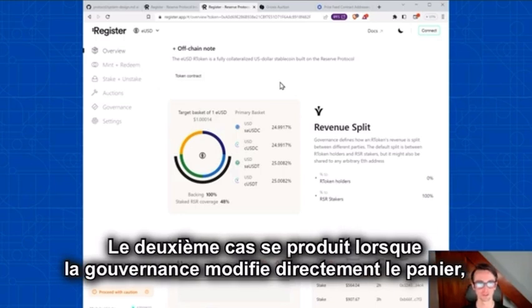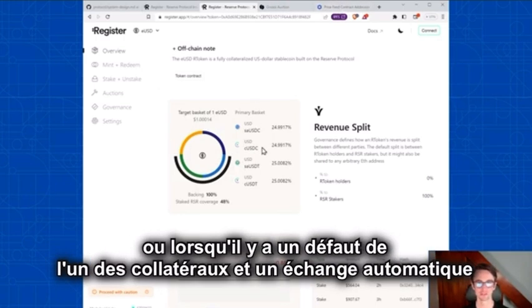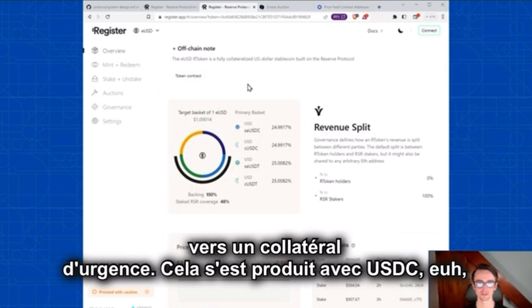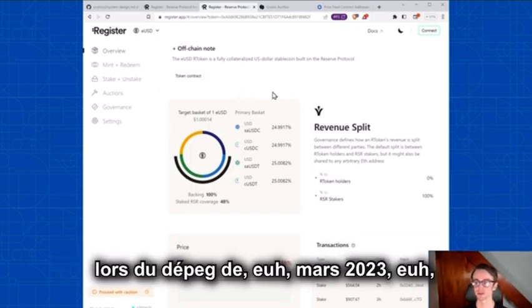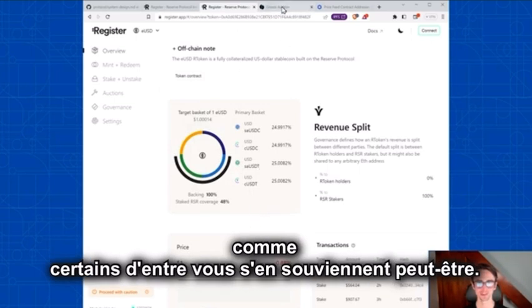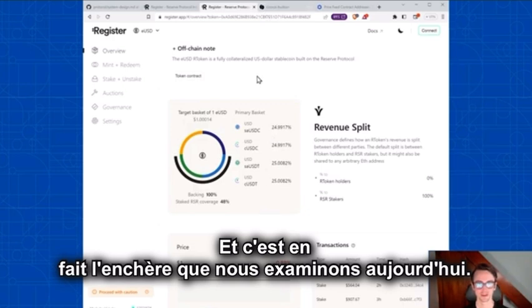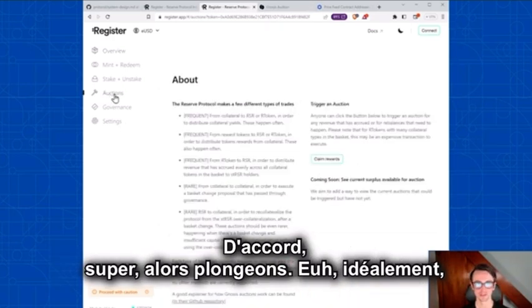Case 2 occurs when governance changes the basket directly, or when there's a default of one of the collateral and an automatic swap out to emergency collateral. This happened with USDC during the DPEG of March 2023, as some of you may remember, and that's actually the auction we'll be looking at today. Okay, great, so let's dive in.